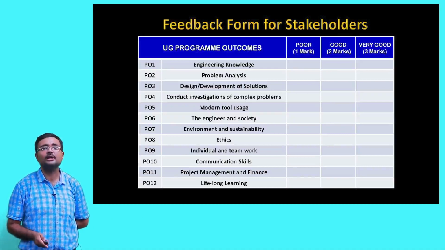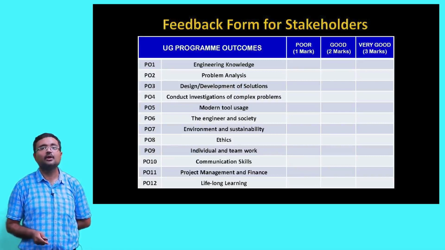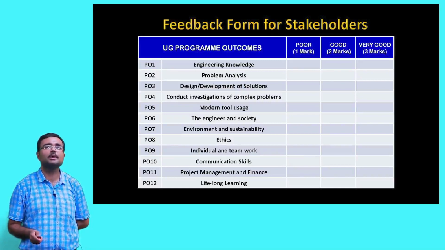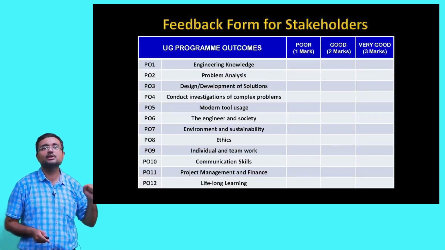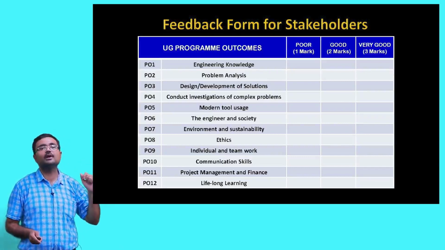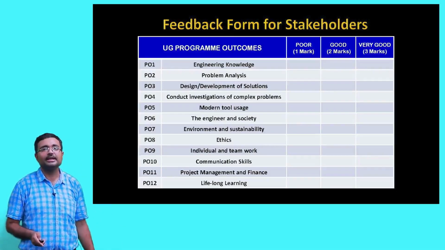Now, the stakeholders will fill up the forms and give marks among 1, 2 or 3. That is, a stakeholder, maybe a guardian, will analyze and say that my son or my daughter has achieved engineering knowledge, okay, 3 out of 3. Or my son or daughter has achieved problem analysis, 2 out of 3. The teacher will similarly give marks on how much problem analysis the students can do, and how much the students can go for lifelong learning. In this way, marks will be given by each stakeholder.